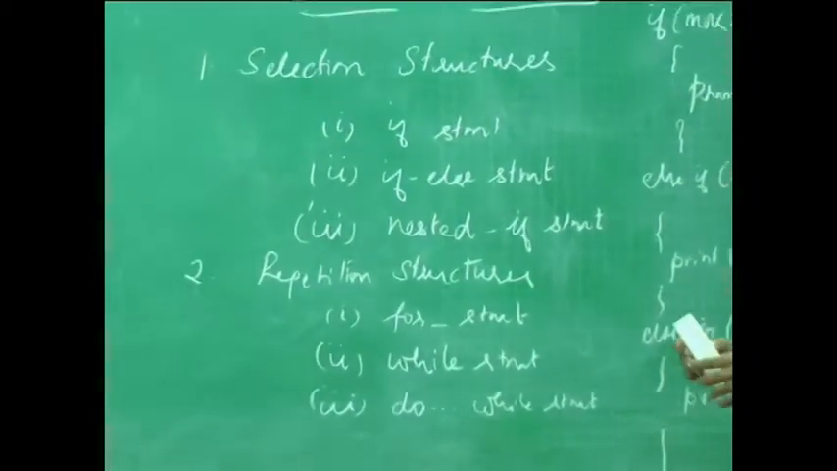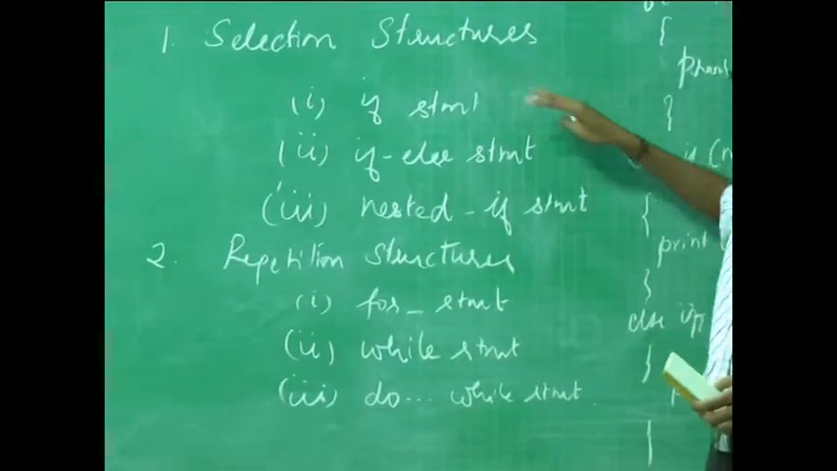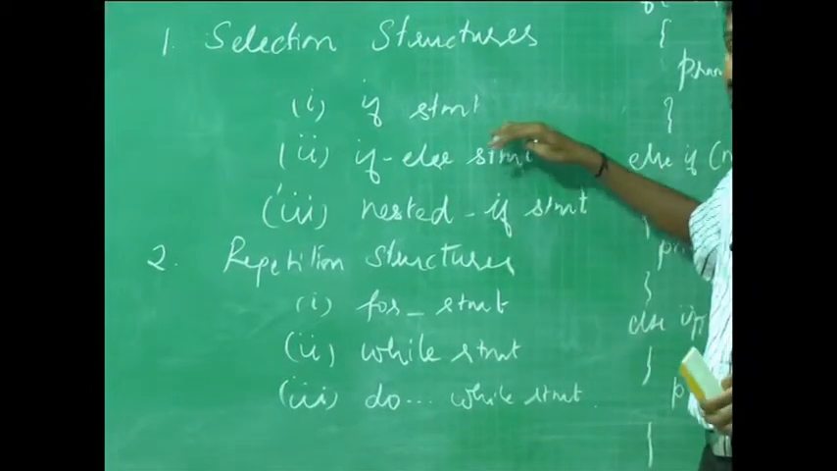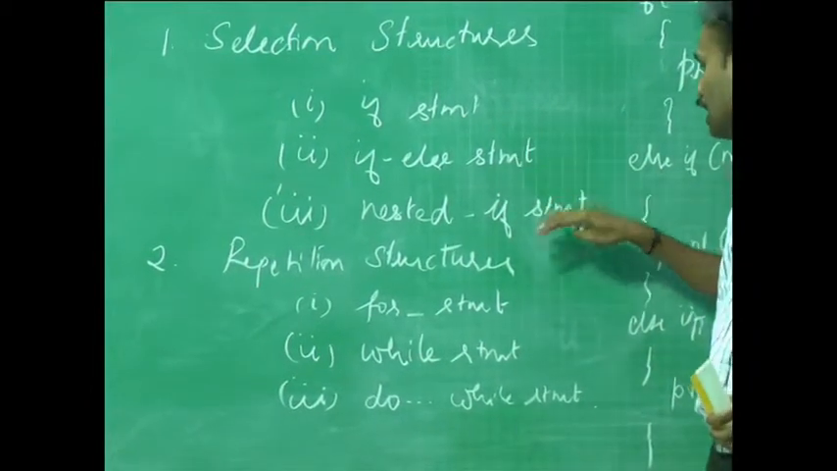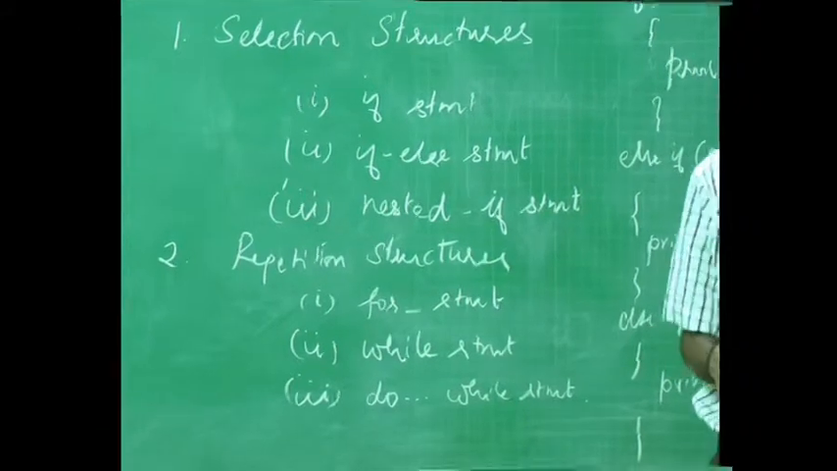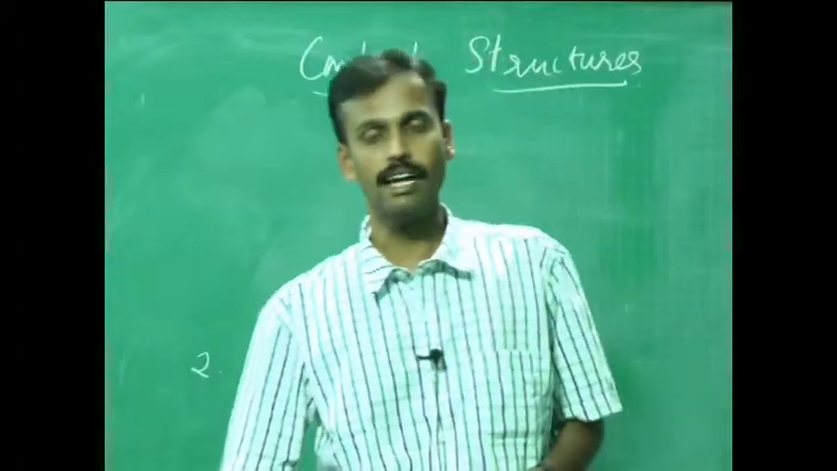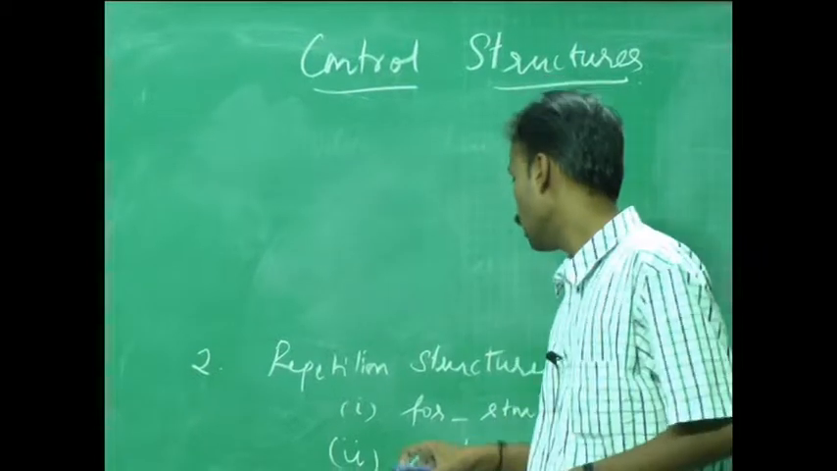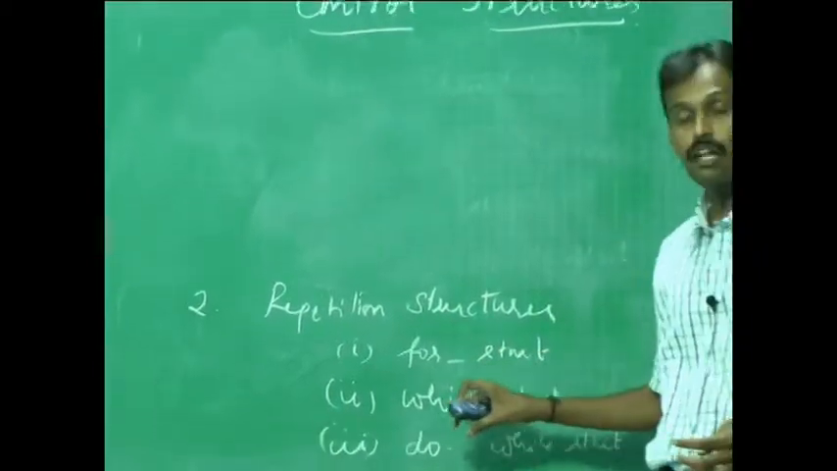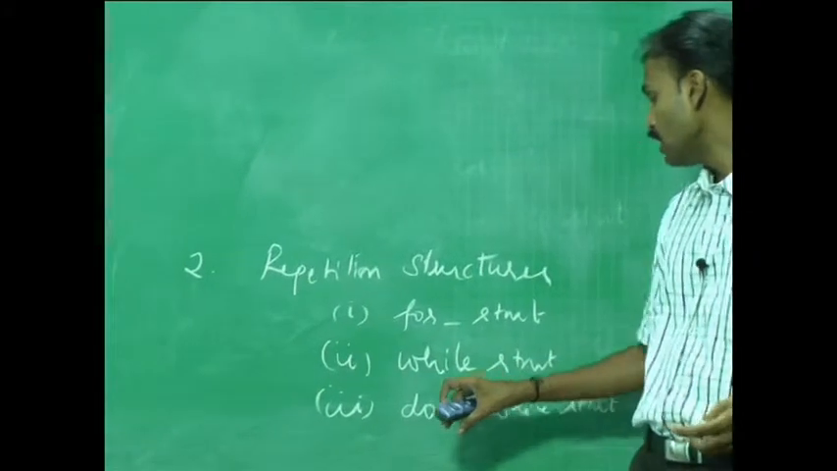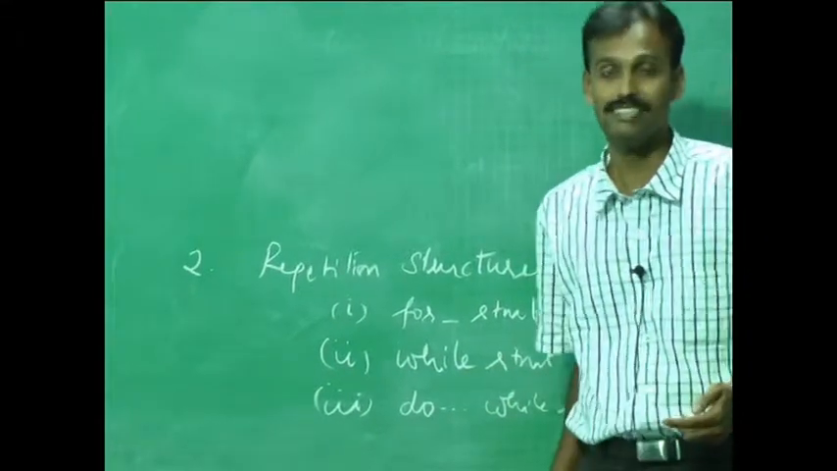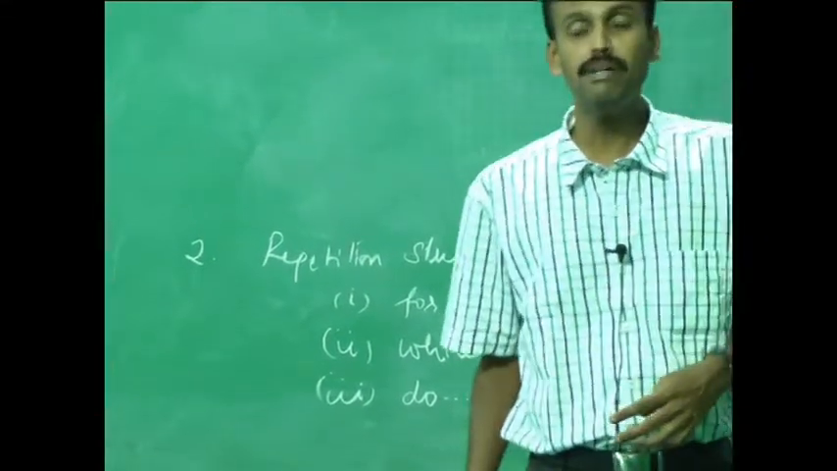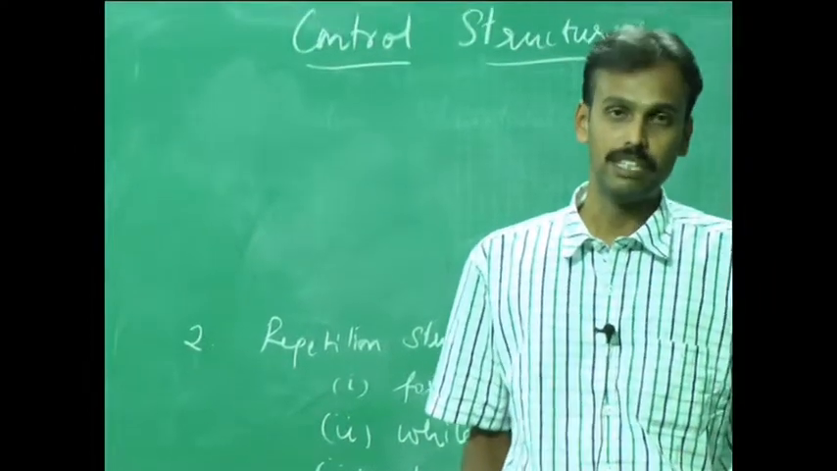Now we have gone across the various selection structures we have in C program, that is the if statement, if else statement, and then the nested if statement. Now in this session, let us focus on the repetitive structures, that is how to handle a for statement, how to have a while statement, and then how to have a do while statement, at the end of which we will be introducing the switch case construct.